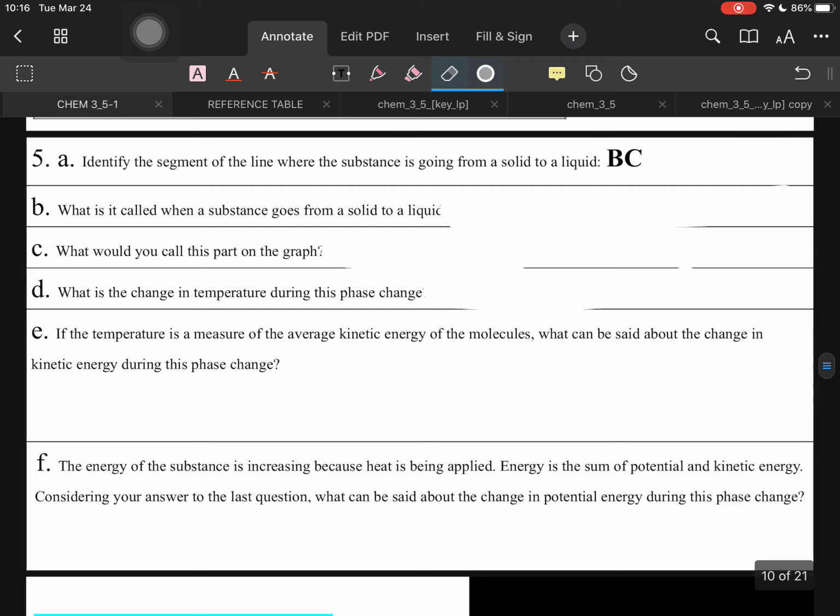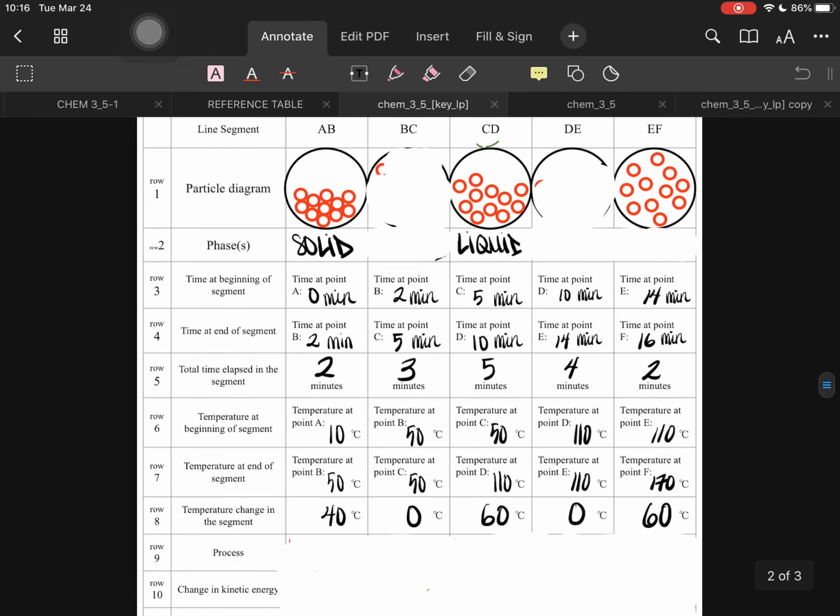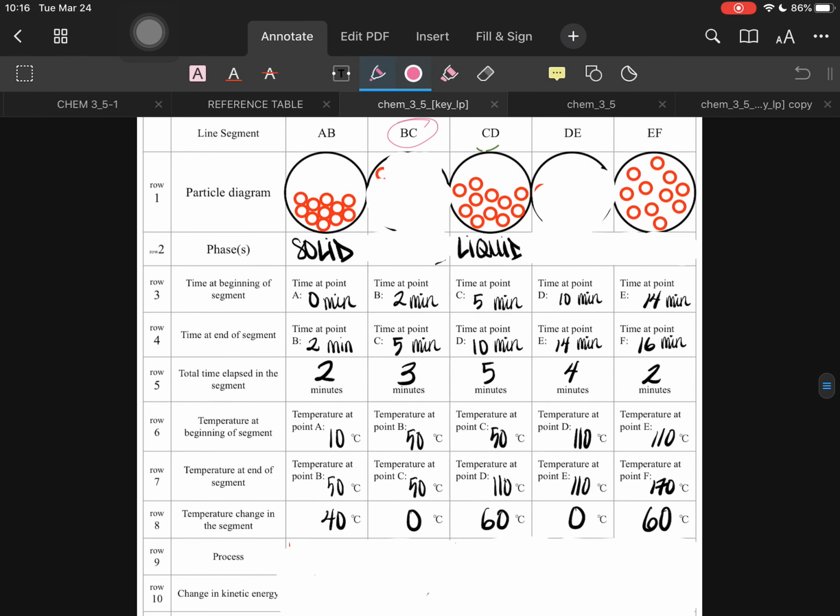Right? And what is it called when a substance goes from a solid to a liquid? Think of an ice cube turning into water. It's called melting. And that's going to be row 9, segment BC. Okay, melting or fusion. Fusion is important if you remember when we get to heat of fusion and heat of vaporization.